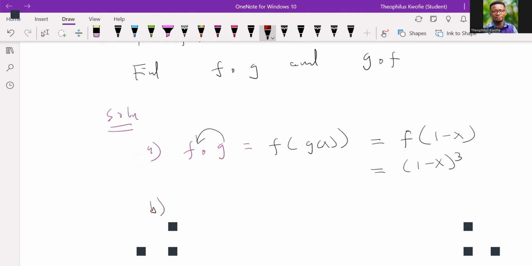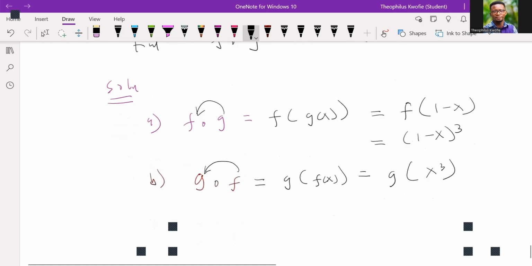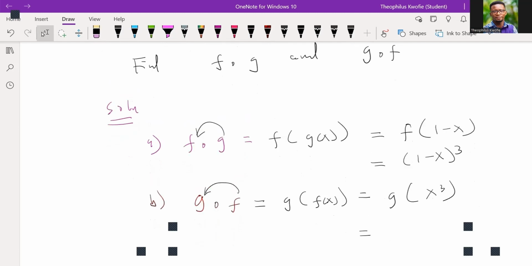For the second part we have g∘f, and it means that my f becomes the input for g. In that case, I'm going to have something like this. Now, what's my f? My f is defined as x to the power 3, which means that wherever I see x in g, I should replace it by x to the power 3. And that should give us 1 minus x to the power 3. Good. So that is the way a composite function is worked out.